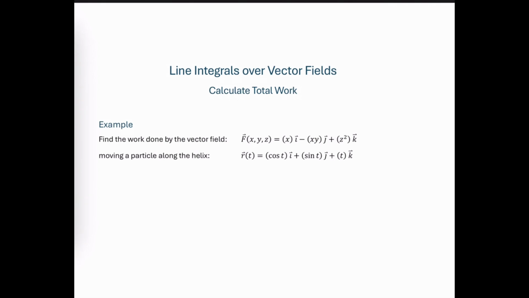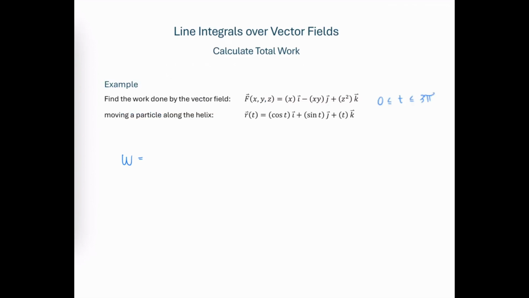Use a line integral to calculate the total work done by the force vector field moving a particle along the helix from when the value of the parameter is 0 to 3 pi. The formula for the total work done has a very common shorthand, which is F dot dr.